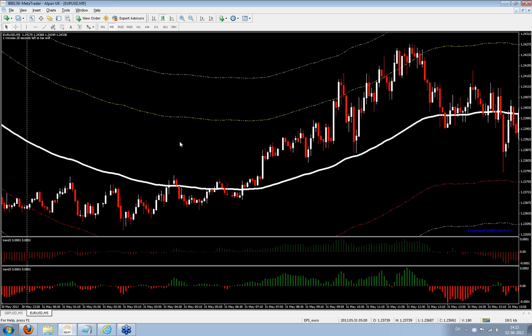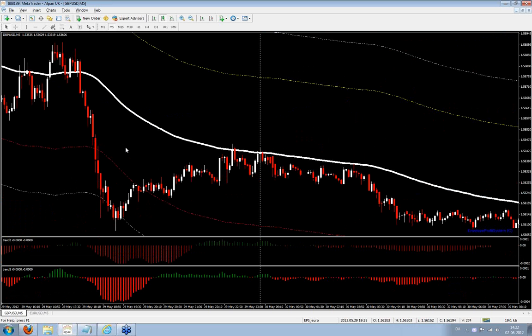So now I have only shown EUR/USD trades. Does this only work for EUR/USD? No, it also works for GBP/USD. Yes, it also works for all other major pairs that you might want to trade.